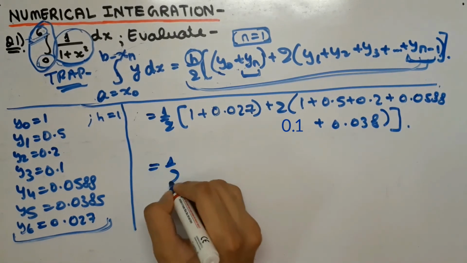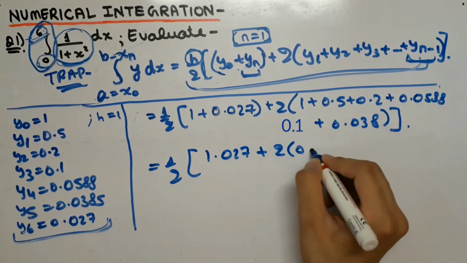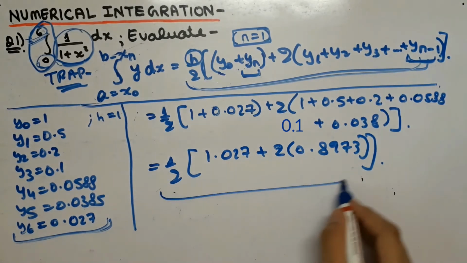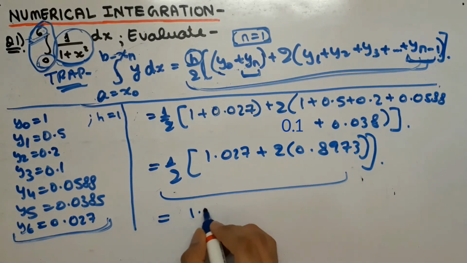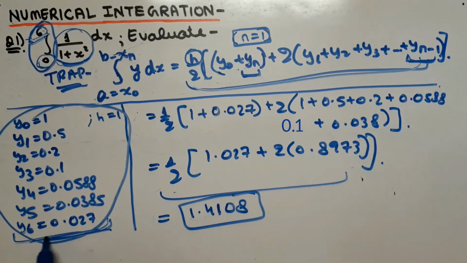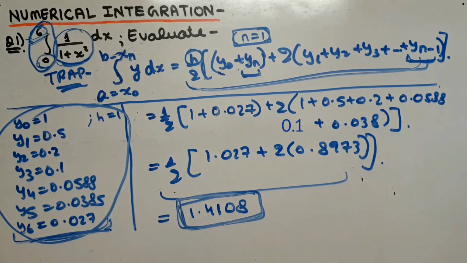Now we will add these up and we will get 1.027 plus 2 into 0.8973. Now if you solve this, you will get the answer as 1.4108. Now guys, we are going to use these values of y1, y2 and y3 for other formulas of Simpson's 1/3 rule and Simpson's 3/8 rule as well. This is our answer of the integral that we have solved by the trapezoidal method.